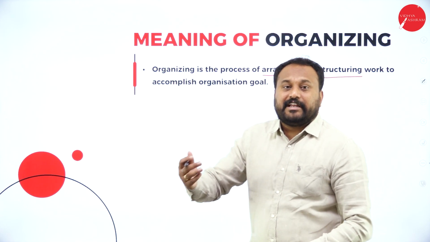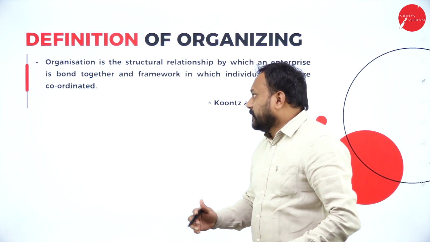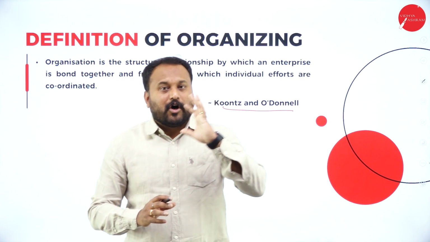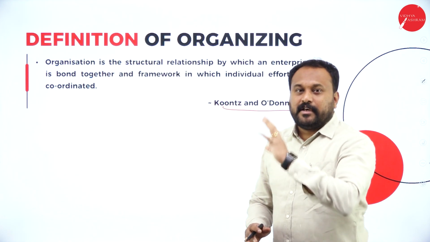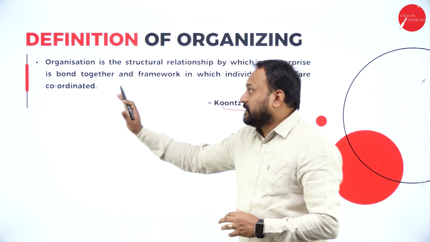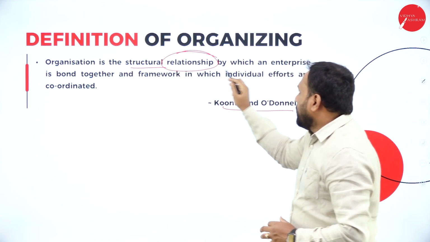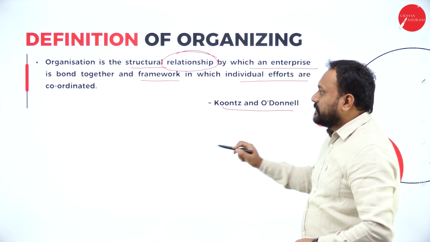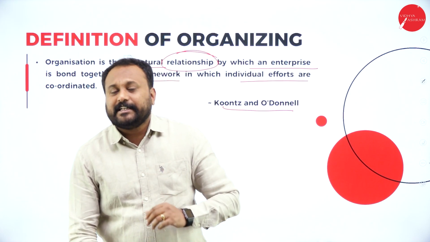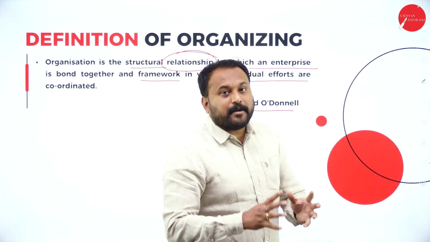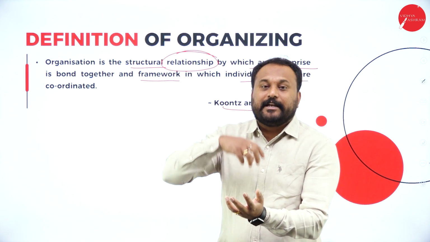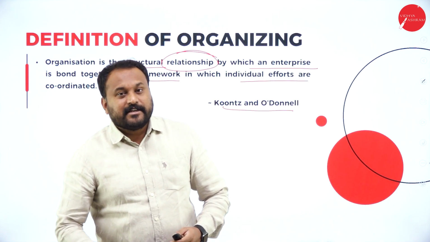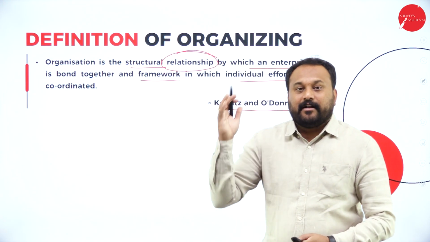We also have a definition. There is a beautiful definition given by Koontz and O'Donnell. You need to understand that Koontz and O'Donnell are the people who always give beautiful definitions of management and the management functions. The first definition of organizing they have given is, organization is a structural relationship by which an enterprise is bound together, and a framework in which the individual efforts are coordinated. Each and every person in an organization is there to do something, and when they accomplish it, the managerial goals will be fulfilled. That is what organizing is all about, with coordinating each with another.